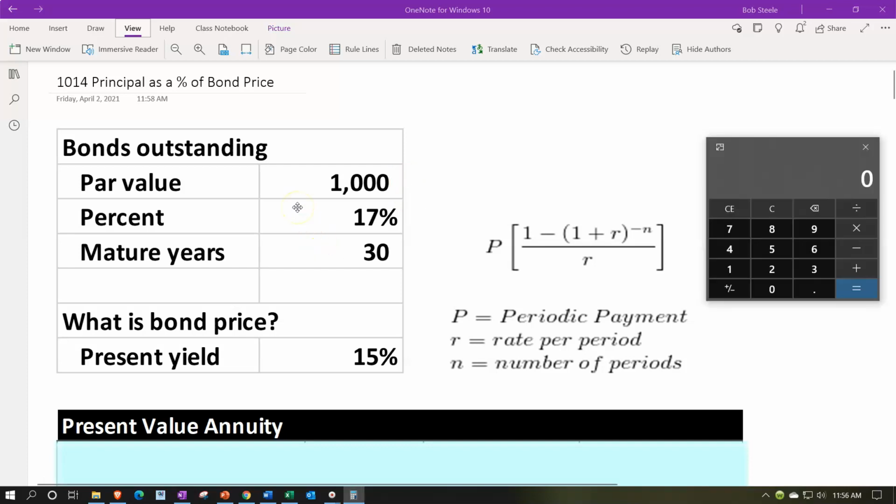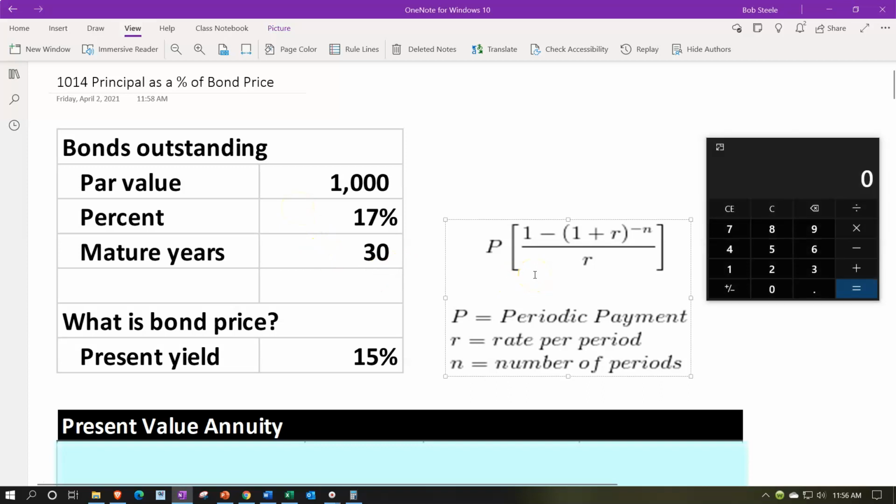So first, the present value of the annuity. We have our formula up top. It's going to be P times 1 minus 1 plus R to the negative N, over R. P is going to be the 1,000 times the 17%. That's the amount of payments that we expect to be happening periodically, in this case yearly, for 30 periods or 30 years.